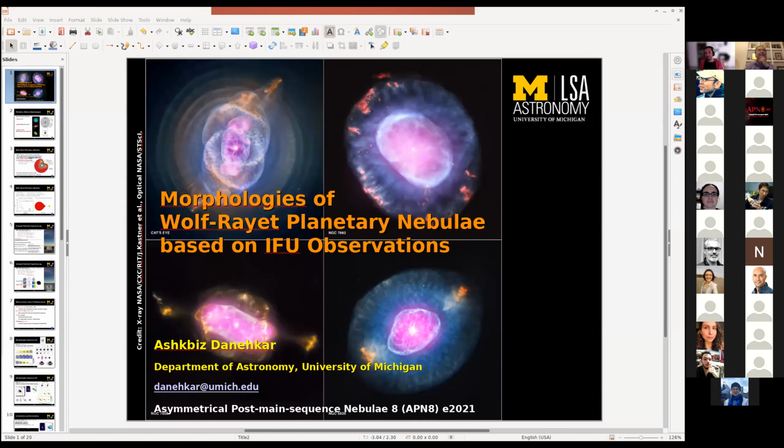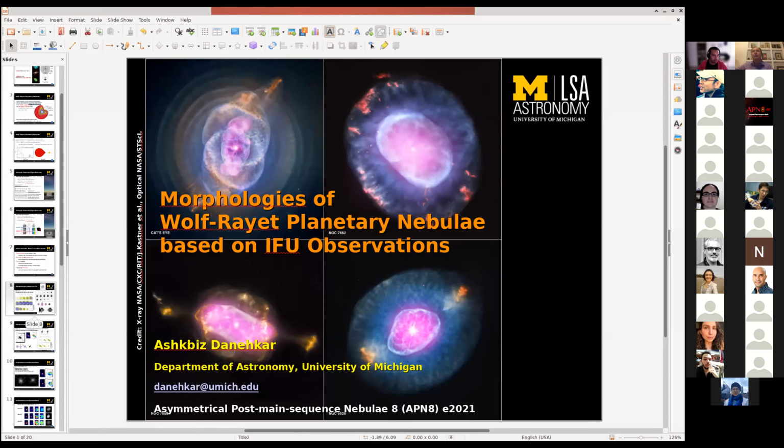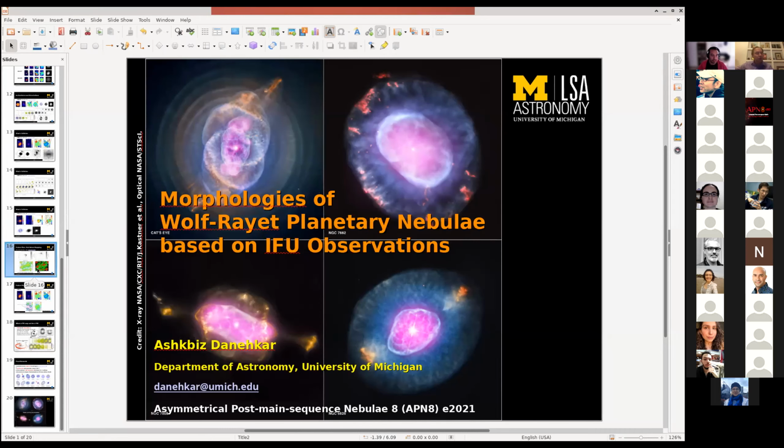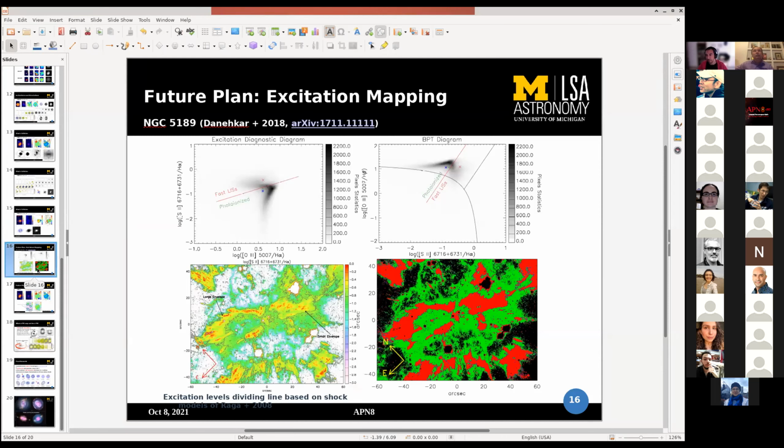Thanks, Ashkbiz, for the talk. You mentioned NGC 5189 about this HST study that you performed. I went into the ESO archive. There seem to be new observations of this object. Have you taken a look at this? Is it recent? Because I looked last year, I didn't find this object. Right now it's available. It's NGC 5189. Yeah, I looked 1 or 2 years ago, but I didn't find this object. There were other objects. I will look at it. I didn't look.